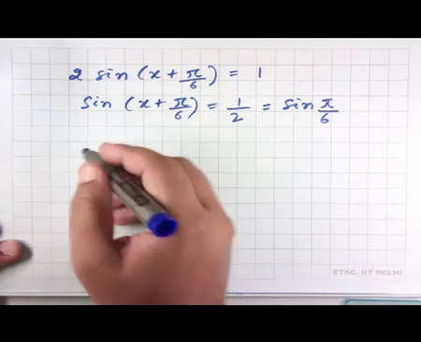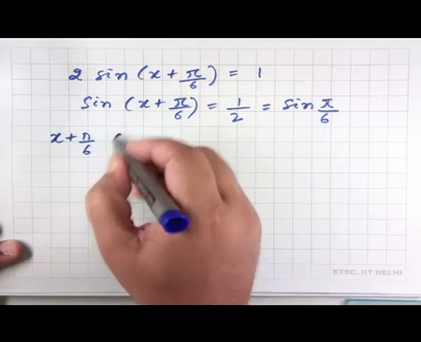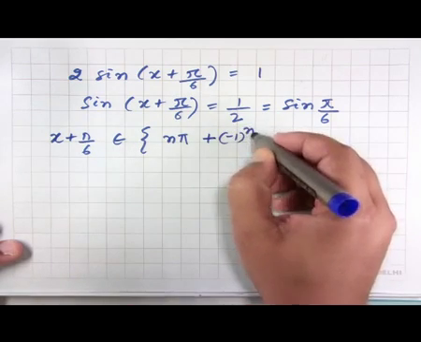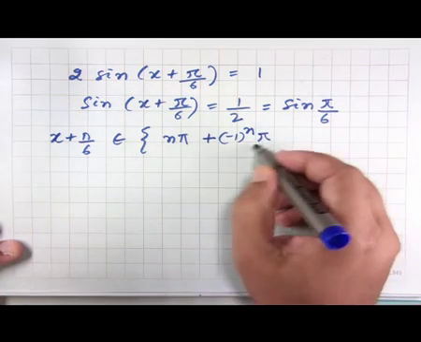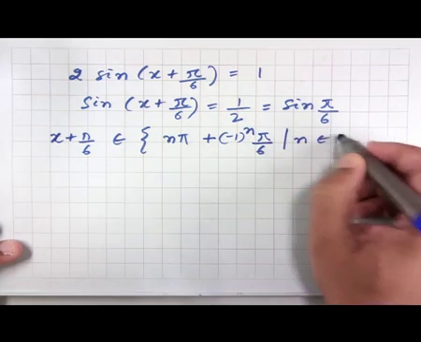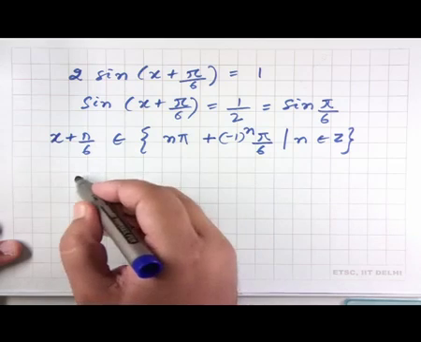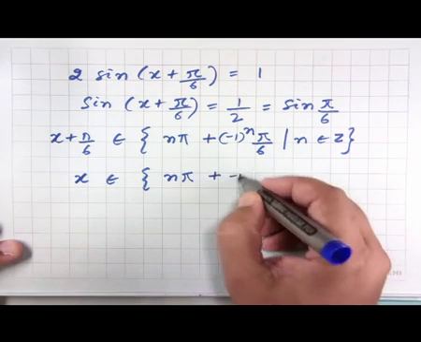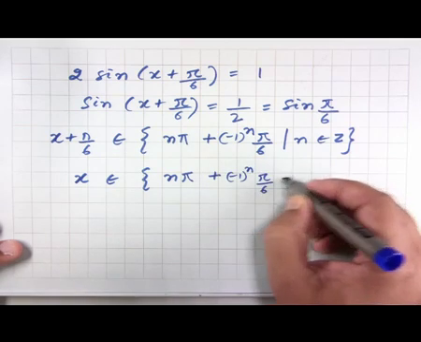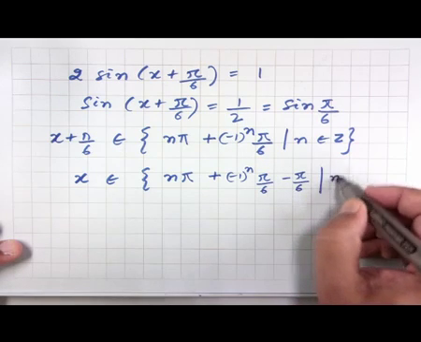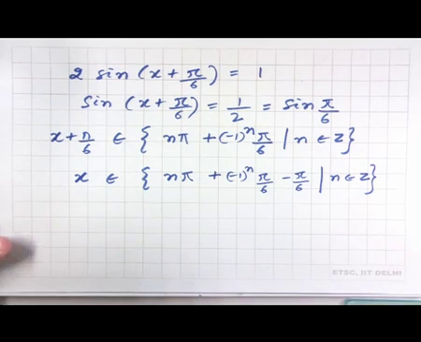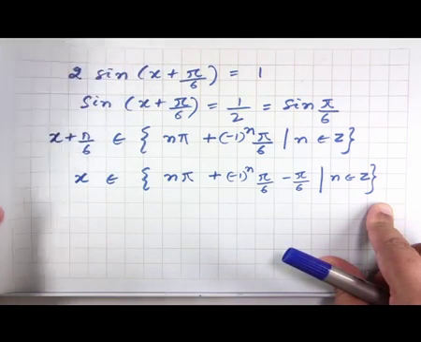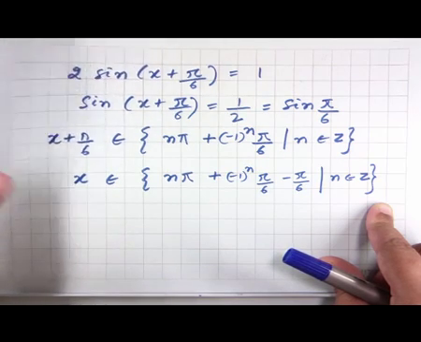and for this we know that the general solution is that x plus pi by 6 should belong to the set n pi plus minus 1 to the power of n times y. In this case y is pi by 6, so pi by 6 for all integer n, which is the same as saying that x belongs to the set n pi plus minus 1 to the power of n pi by 6 minus pi over 6, n belonging to integers. So, this is the general solution set for the equation cosecant of x equals cotangent of x plus square root of 3.